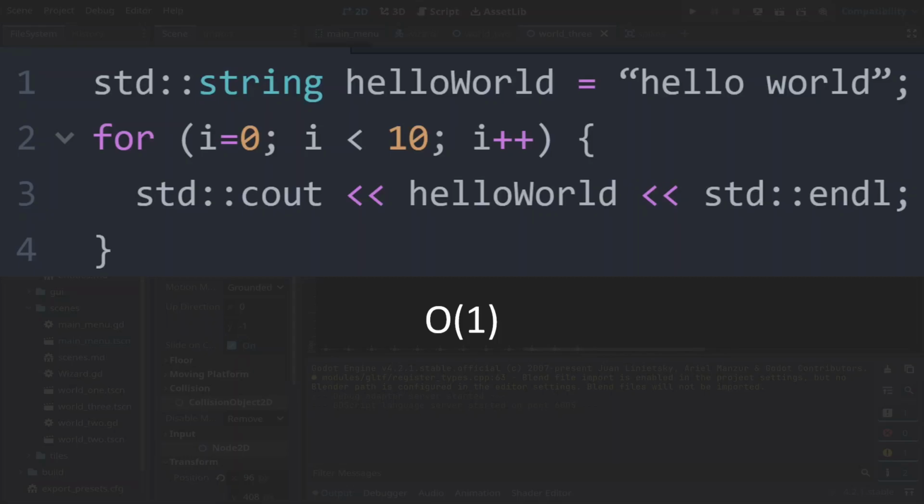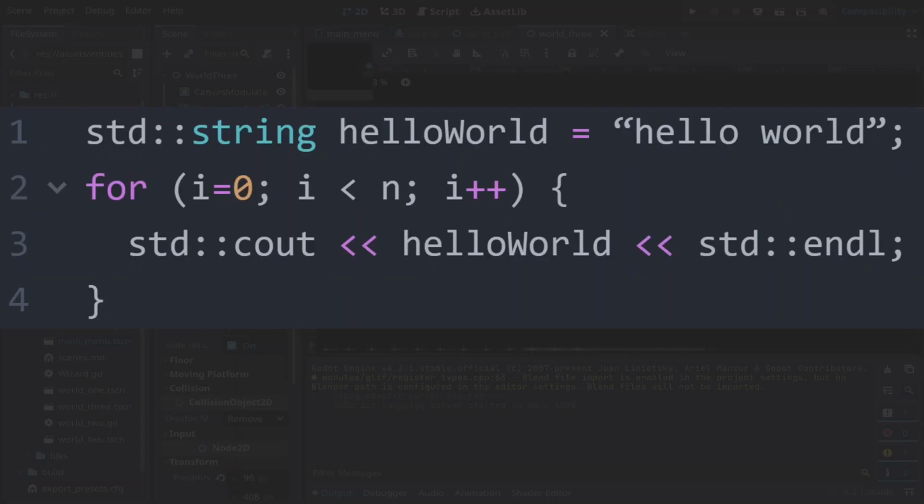Now, if we were to also wonder what our big omega for this is, what's the best case for this algorithm, we can tell that no matter what, i starts at 0, and it is going to iterate and print hello world until it reaches 10. And so in that instance, our best case for this algorithm is also big omega of 1. Let's move to another example.